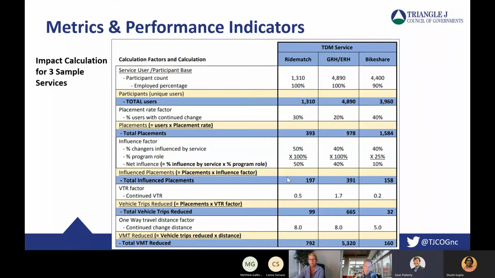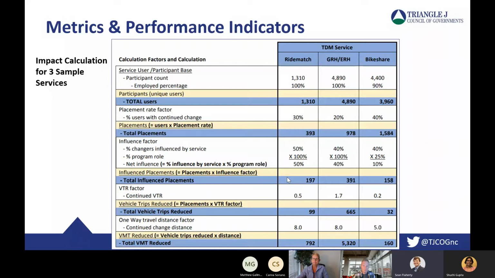We have not received pushback simply because we are intentionally very conservative about what we say that placement rate factor is and what we say the influence of our programs are. So when we present our VMT data to the MPOs or NCDOT, we say right up front that if anything, we're discounting the influence of our programs, right? So we're very conservative. And if they say, well, prove it, then we'll show them the influence factor percentage, right?